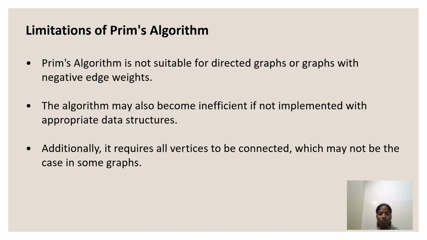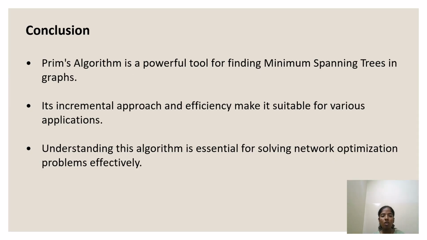The main limitation of Prim's algorithm is that it is not suitable for directed graphs or graphs with negative edge weights. The algorithm may also become inefficient if not implemented with an appropriate data structure. Additionally, it requires all the vertices to be connected, which may not be the case in some graphs. Prim's algorithm is a powerful tool for finding the minimum spanning tree in a graph.